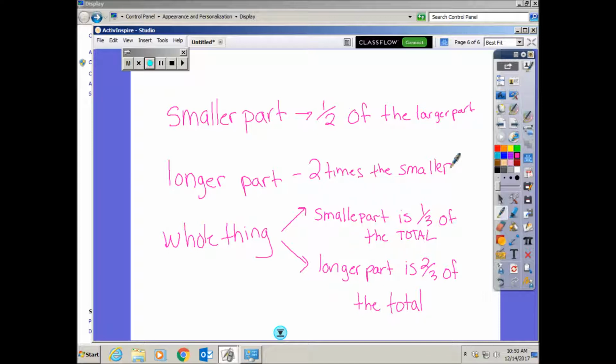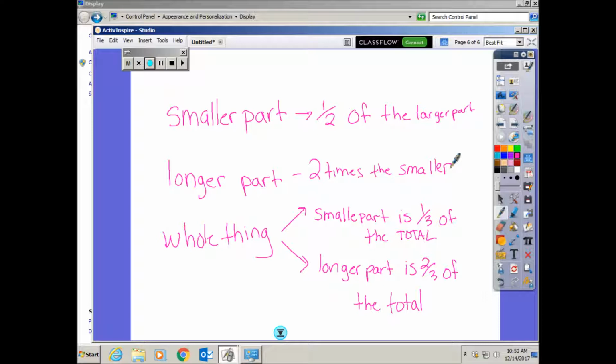Okay, sometimes if you have the smaller part and you're asked to find the whole thing, rather than dealing with that 1/3 fraction, it's easier: you have the smaller part, the longer part is 2 times that, and then you add the smaller part and the longer part to get the whole thing.